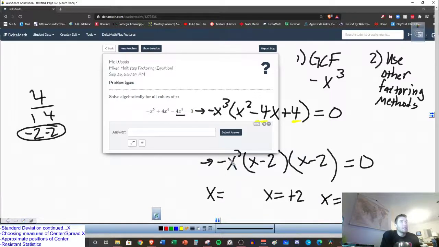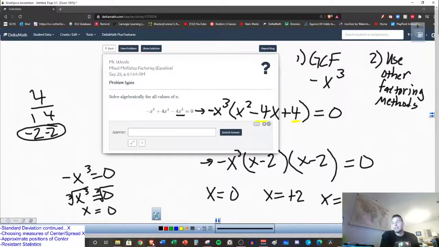Here, this one that's by itself, if I set negative x cubed equal to 0, I'll get rid of the negative by multiplying by negative 1. And then to get rid of that, I do a cube root. But it doesn't really matter because x, when it's by itself, is always going to equal 0. So we're going to go ahead and start by typing that in. Let's give that a try.